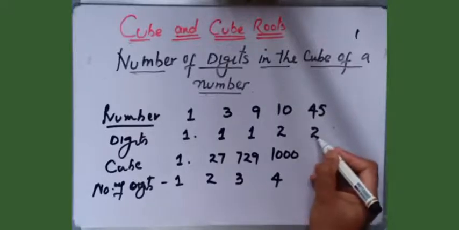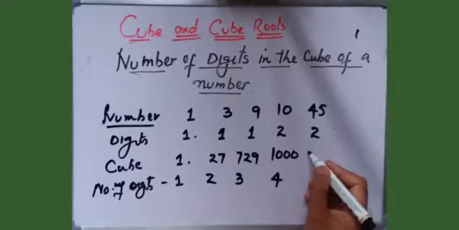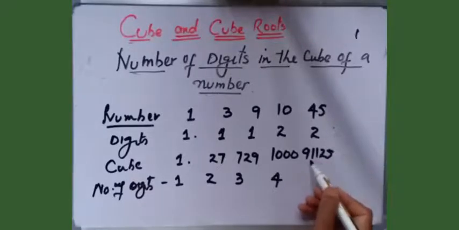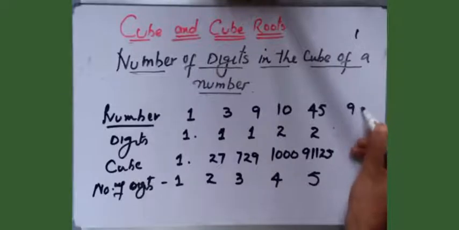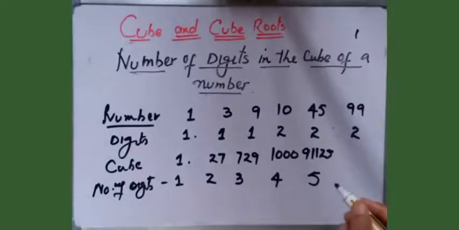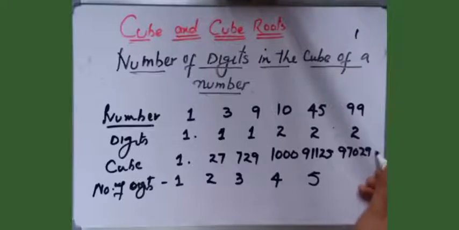Number of digits is equal to 2. What is the cube of this number? 91125. What's the number of digits? 1, 2, 3, 4, 5. The number of digits in the cube is equal to 5. Let's take another example, 99. Number of digits is again 2. What's the cube? 970299 is the cube of 99. Number of digits: 1, 2, 3, 6.